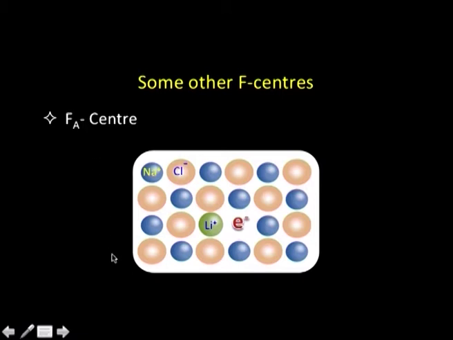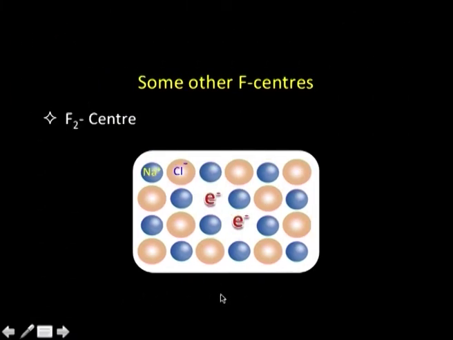The material will have a different behavior altogether. Another possibility is the FB center. We may have a situation where an electron is trapped in an anion vacancy, and two neighboring cation positions are occupied by a different alkali metal ion, lithium ions in place of sodium ions. Okay.